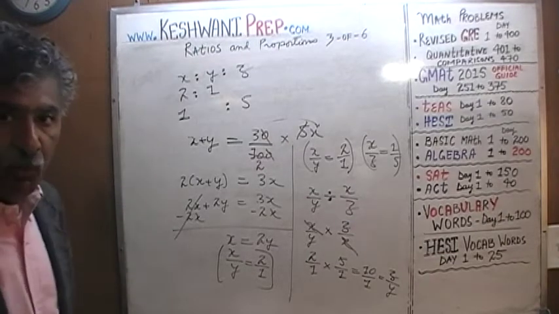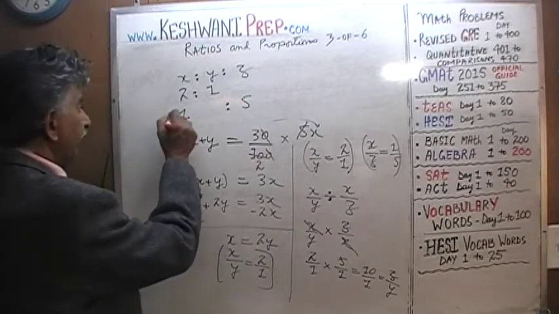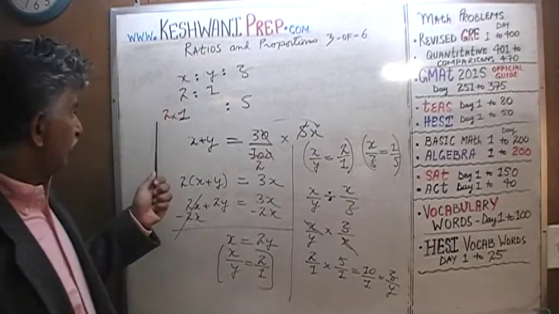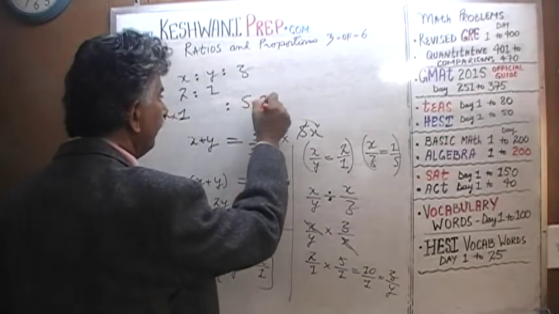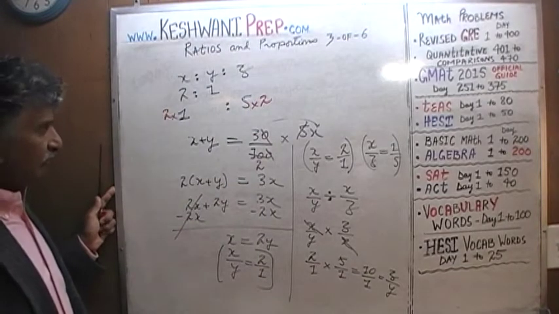How do we convert this 1 into 2? Simple. Very simple. Multiply by 2. And since you multiply this by 2, you must multiply that by 2. And there's your answer. The question is, what's the ratio of y to z?